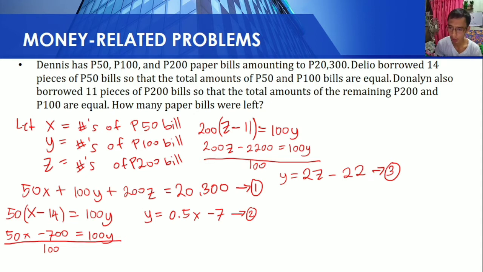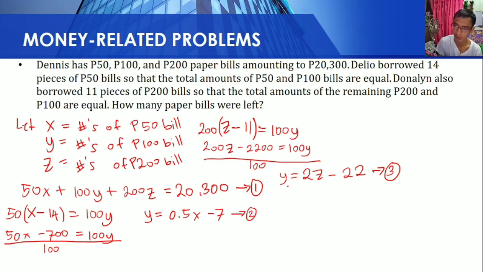So meron na tayong tatlong equation. Equation 1, 2, and 3. 3 equations, 3 unknowns. So masosolve na natin siya simultaneously. So pwede nating i-substitute yung value ng y sa equation 3 dun sa equation 2.